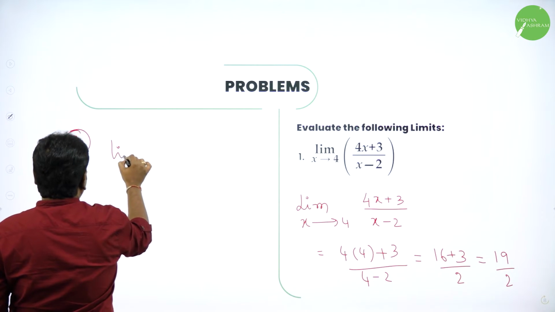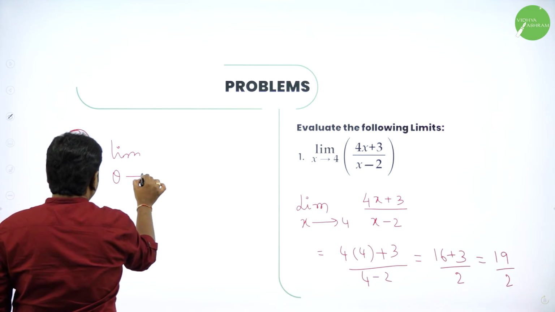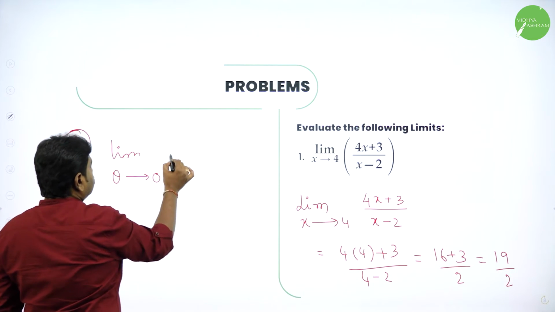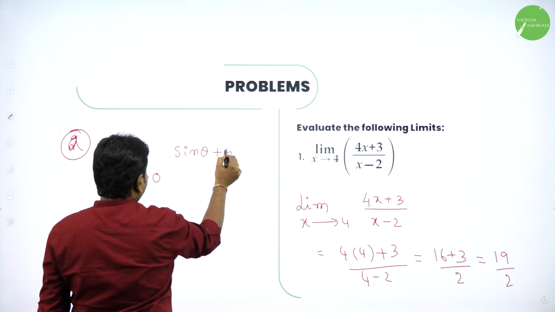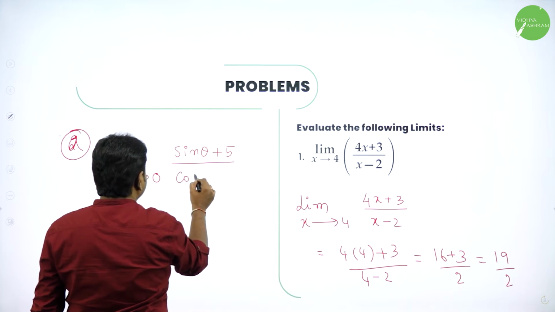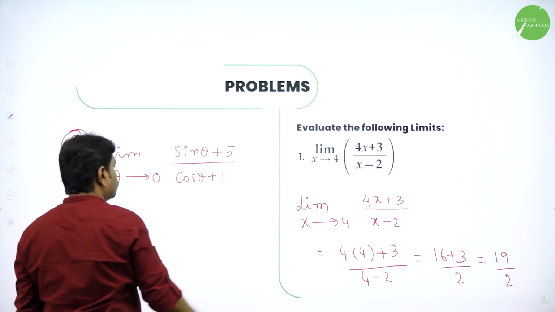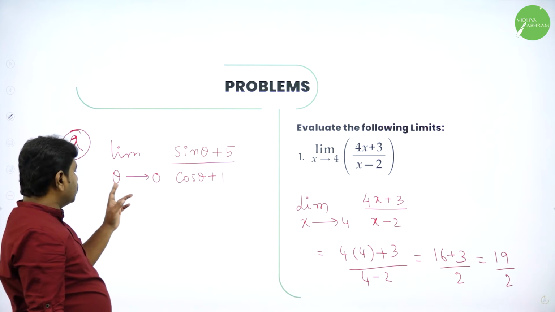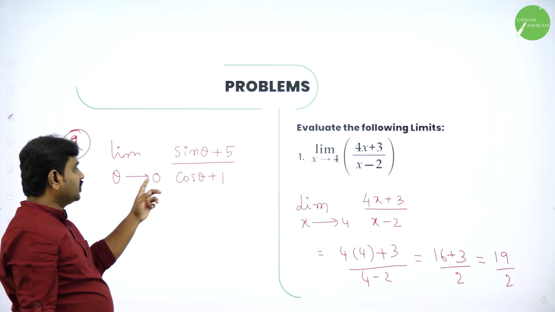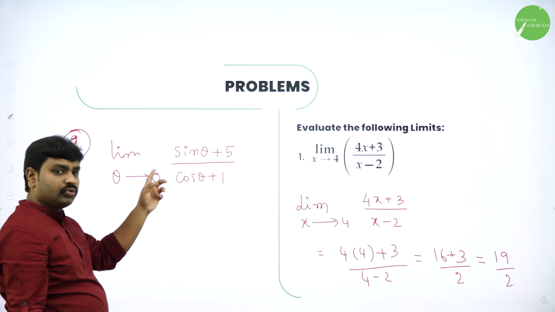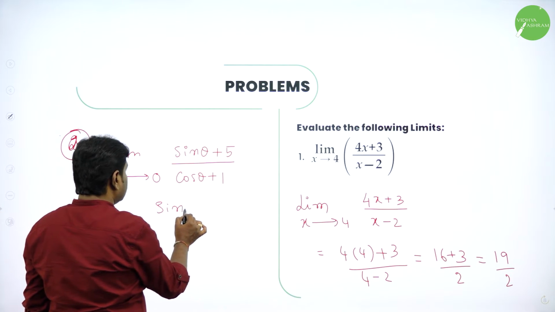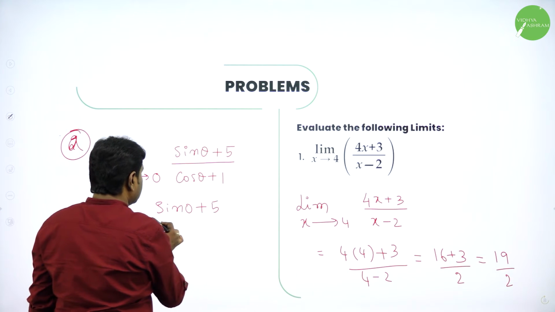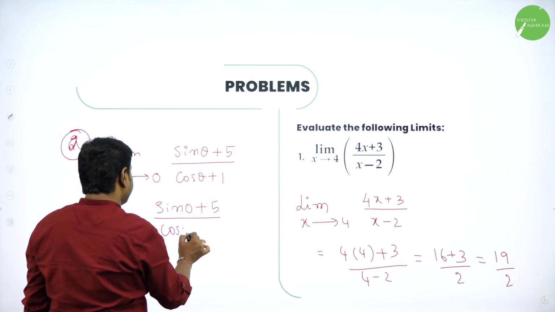Now suppose another problem I will take here. Suppose limit theta tends to 0 of (sin theta plus 5) divided by (cos theta plus 1). What is the meaning? Theta tends to 0 means in the place of theta put 0. So then it will become sin 0 plus 5 divided by cos 0 plus 1.